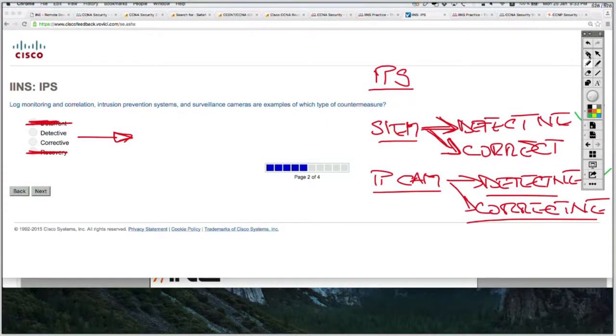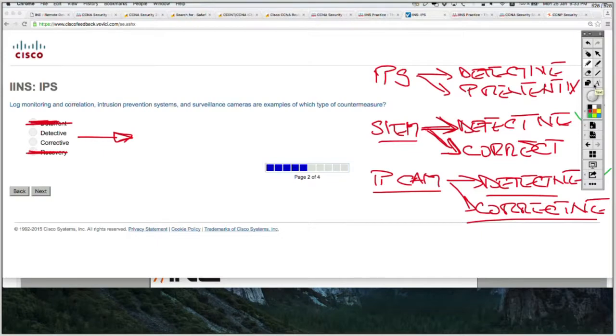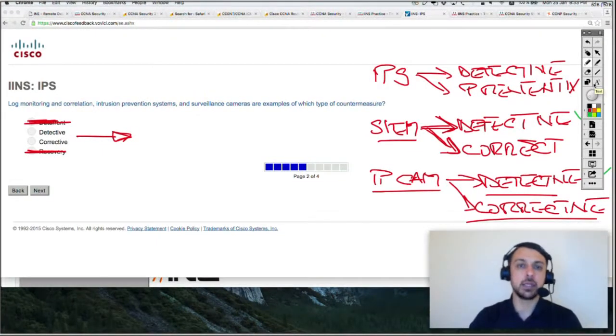So IPS being in line is going to be primarily a detective and preventive tool, not corrective. Because it's going to detect the attack and in its inline position is going to prevent the attack from happening. But it can optionally be likewise corrective if deployed with other solutions. So because all of them, IPS, the SIEM and the IP camera surveillance system are primarily focused on detection, and they can also do correction, but only if they are integrated with other security solutions, it makes sense that the answer is detective and not corrective.